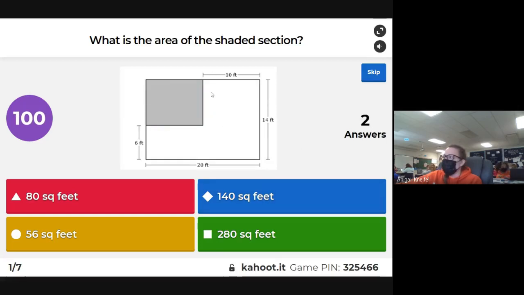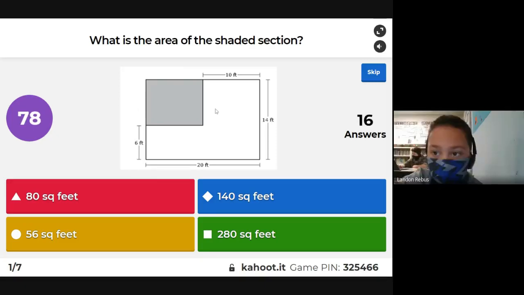If you're confused, the whole side is 20, the entire thing, and this part's 10, which makes this other side 10. The whole line over here is 14, and this part is 6, which makes this part 8. So we're going to have 10 right here and 8 right here. You just told us.